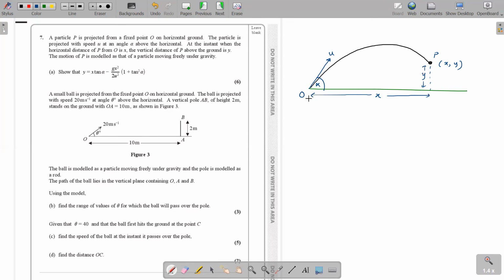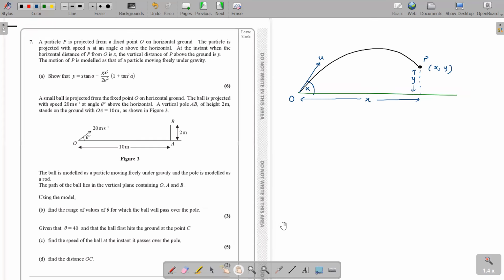Okay. They are asking: the motion of P is modeled as that of a particle moving freely under gravity. Show that Y equals X tan alpha minus Gx squared over 2U squared times 1 plus tan squared alpha. Okay, this is something that you've done in your textbook as well, right? So this is just a standard method of doing it. We use S equals ut plus half at squared horizontally and vertically. That's it. So first let's apply S equals ut horizontally. When I do horizontally, I don't need to put the half at squared because there is no horizontal acceleration. So the horizontal displacement is X.